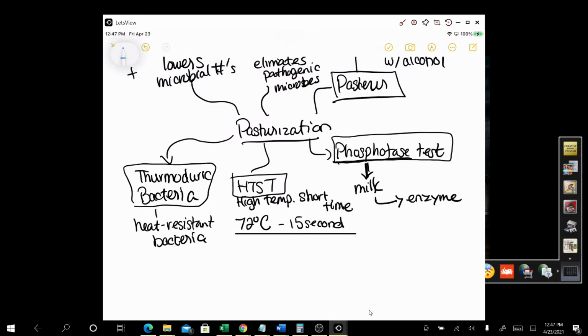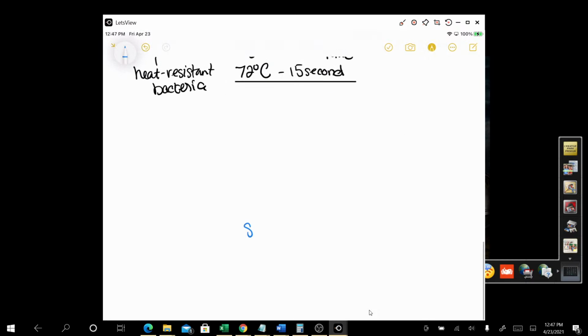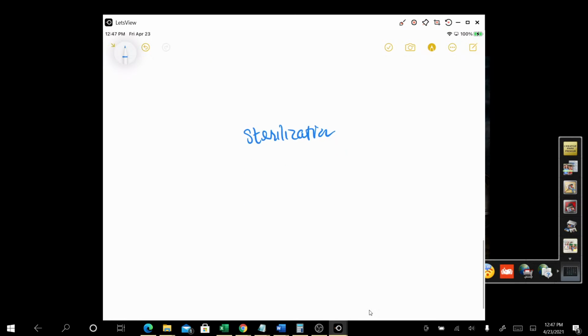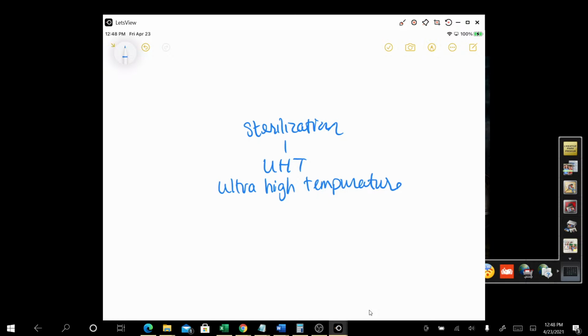And let's do blue for that one. So this one's pretty simple and straight to the point. So one, sterilization involves UHT. Now UHT stands for ultra high temperature. Now the temperature would be 140 degrees Celsius for the length of time of 4 seconds.